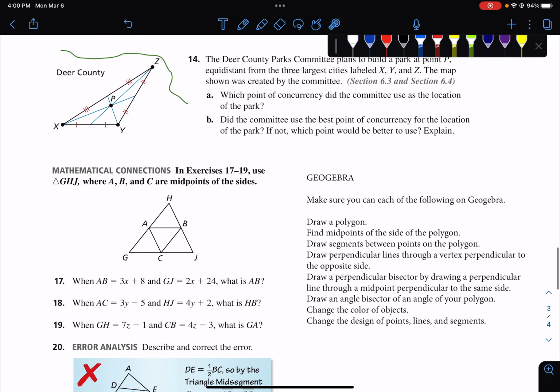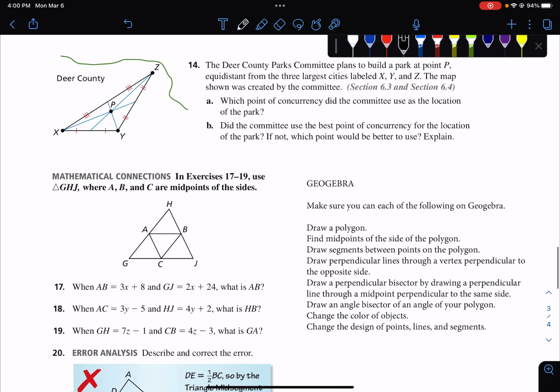All right, moving on. Number 14, the Deer County Park Committee plans to build a park at point P, and it wants to be the same distance from all three cities, X, Y, and Z. The map shown was created by the committee. Good job, committee. That is a beautiful map. Which point of concurrency did the committee use?